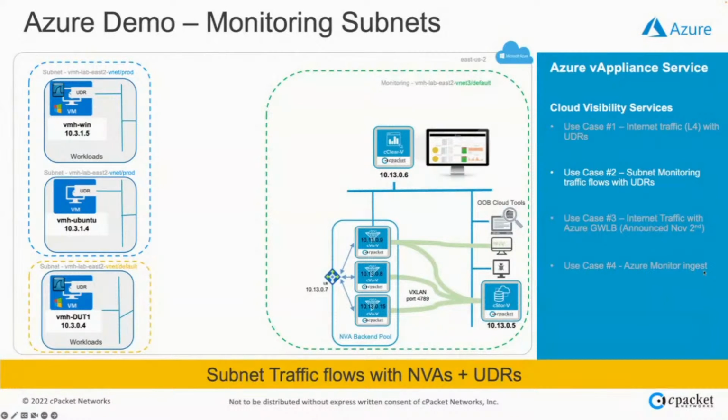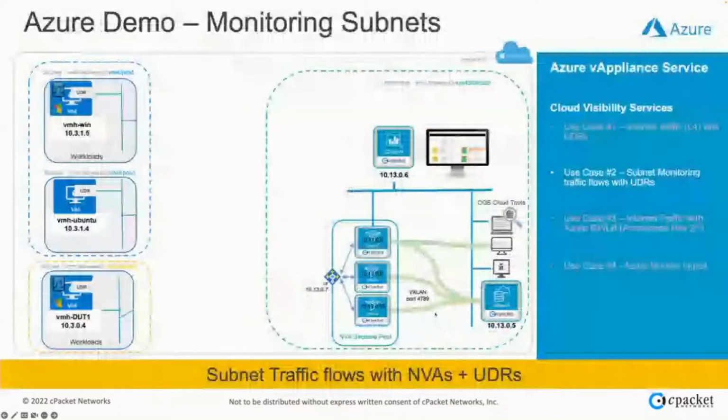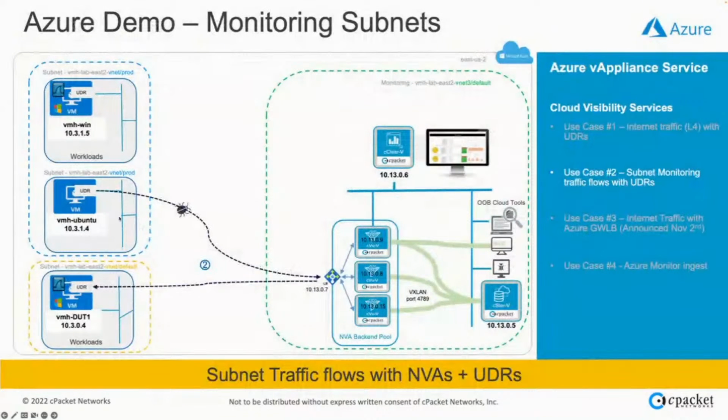So my environment for Azure is I have production VNet and a default VNet. I have my instrumentation and my monitoring in the monitoring VNet as well. And so I'm going to be sending traffic between the Ubuntu, the 10.3.1.4. So remember that IP address, and then the 10.3.0.4 is the device under test.